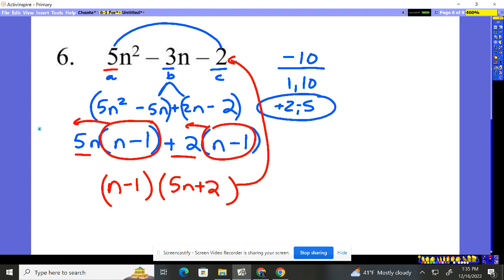You can check it, multiply it through. You're going to see that I'm correct. That is how we use the busting B method to factor this down when we have a value in front that is not a 1.